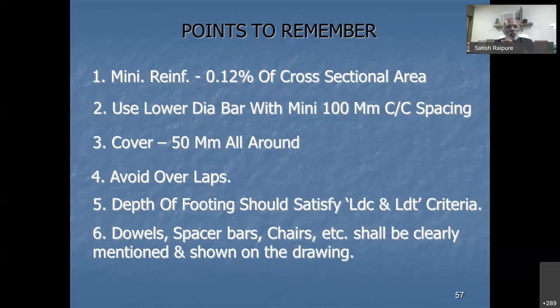In case of columns also, many times I found that the columns on the upper floors are 230 by 450, and the same column size is provided below ground also.